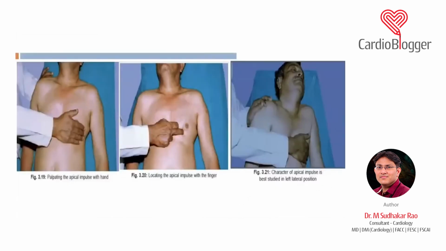Now, the apex should always be palpated in two important positions: lying down and the left lateral position. You should never try to palpate for the apex in the sitting position, as it may give a wrong impression of the cardiac apex. First localize the apex with the base of your palm, and after you find it, localize it with one of your fingers. So this is how the cardiac apex is palpated.